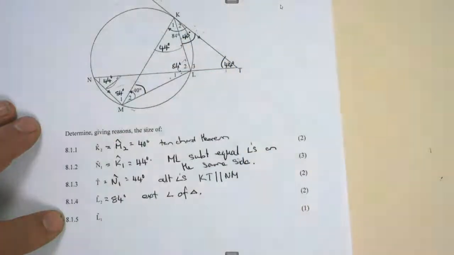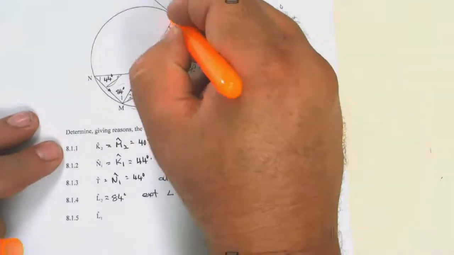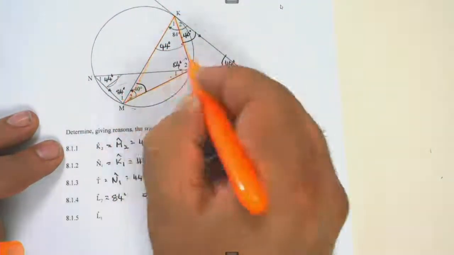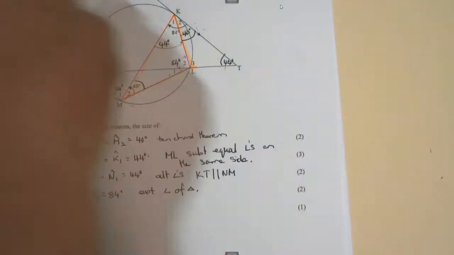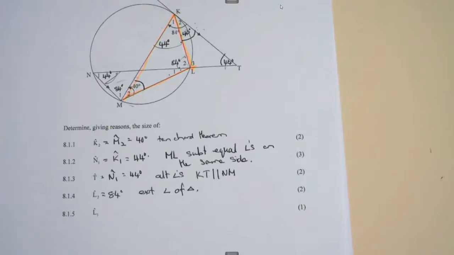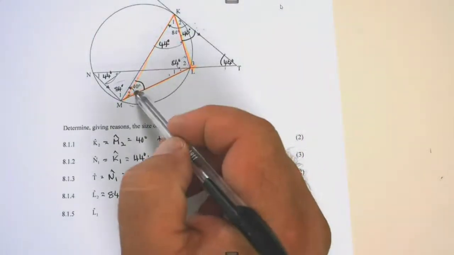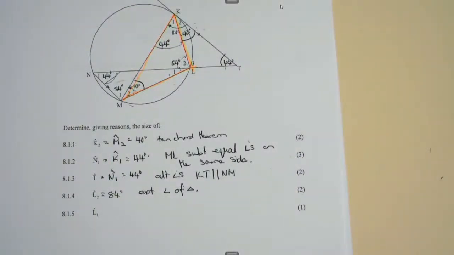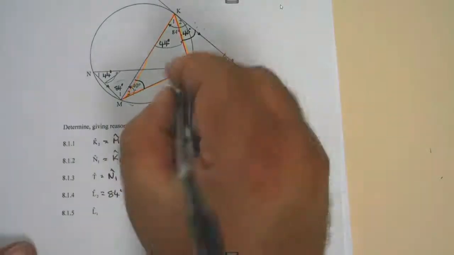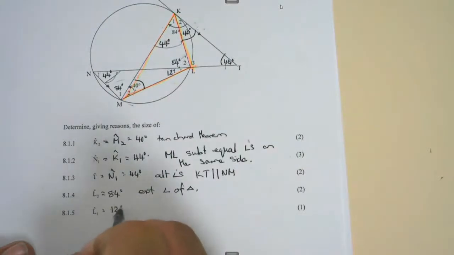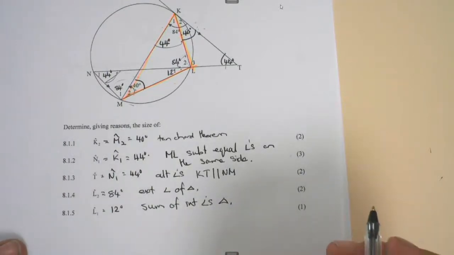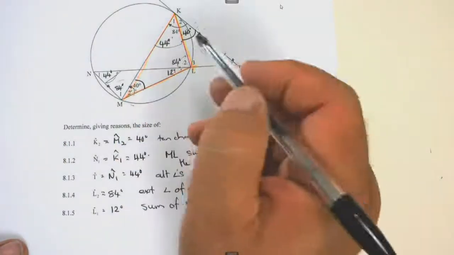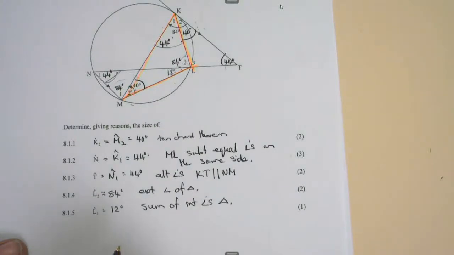Now we know that the interior angles of a triangle add up to 180 degrees. So if this here is the triangle, each of those angles will add up to 180 degrees. So we can say that 84 plus 84 is 168, and the remainder is 12 degrees. So L1 is equal to 12 degrees because the sum of the interior angles of a triangle add up to 180 degrees. 12 plus 84 plus 84 will give you 180.